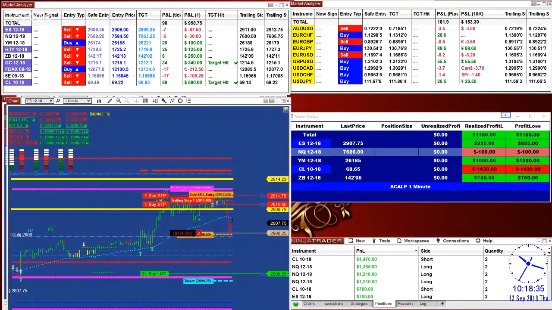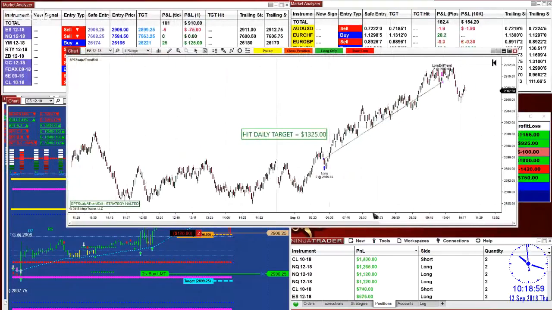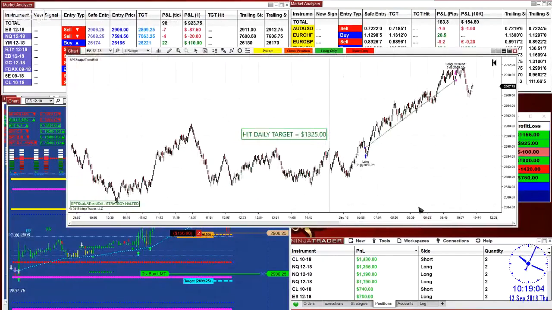Okay, let me see what else we have. Also, the ES on the full range hit the target. Market order. Beautiful. Very nice. Done. Over.